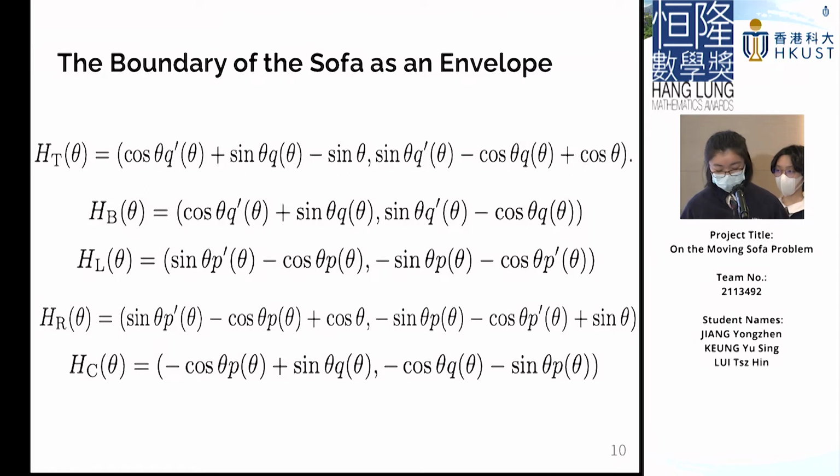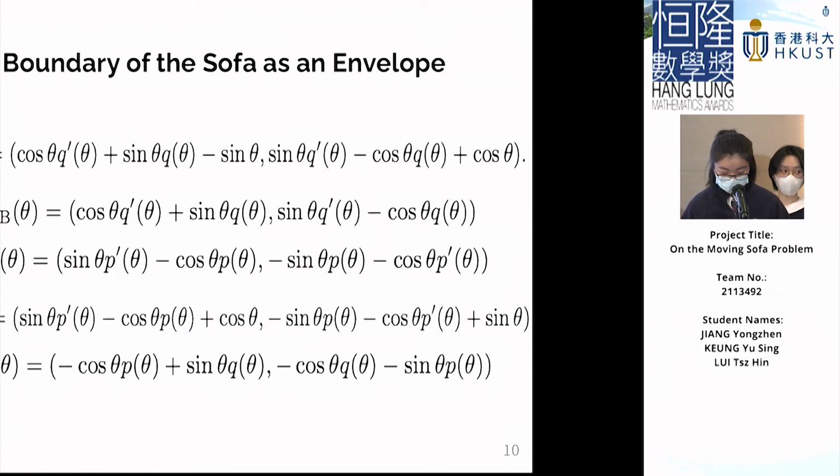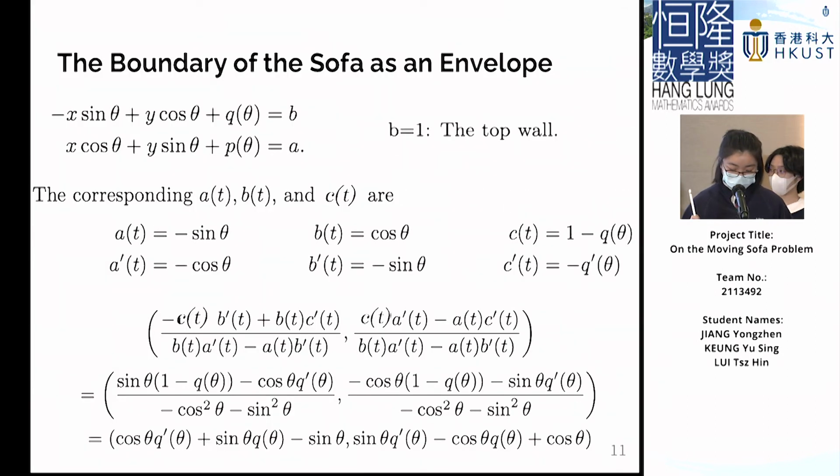So for the boundary of the sofa as an envelope, there are 5 equations listed here. So there are 5 curves: the top, bottom, left, right, and corner curves. So I'll only be proving the top one because the other curves are very similar to this one.